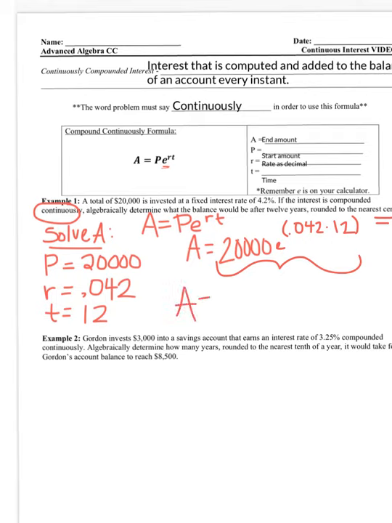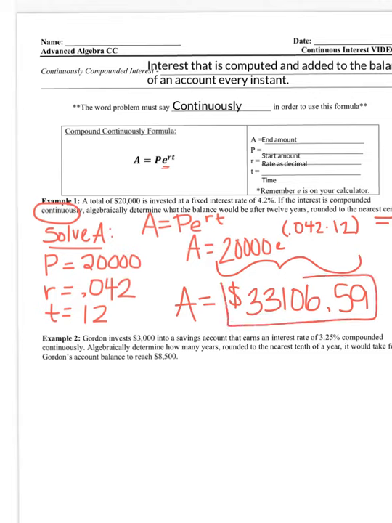So when you plug this in, again, remember, to get e, you press second and then division, on a graphing calculator at least. And round it to the nearest cent, your $20,000 will turn into $33,106.59. Okay? And again, that's a big jump because continuously compounded interest is always gaining interest. Every instant it gains interest.